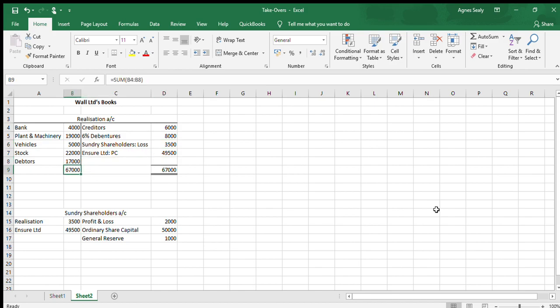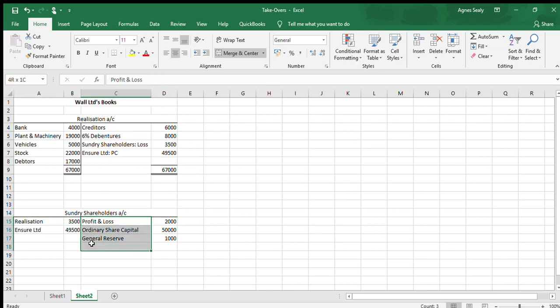And then what we did here is that we took the difference on the debit side of the realization account. We had $67,000 minus $6,000, $8,000, and $3,500, which gives us the $49,500 as the purchase consideration for Ensure Limited. So after we have completed the realization account, the sundry shareholders account is done in a similar fashion.